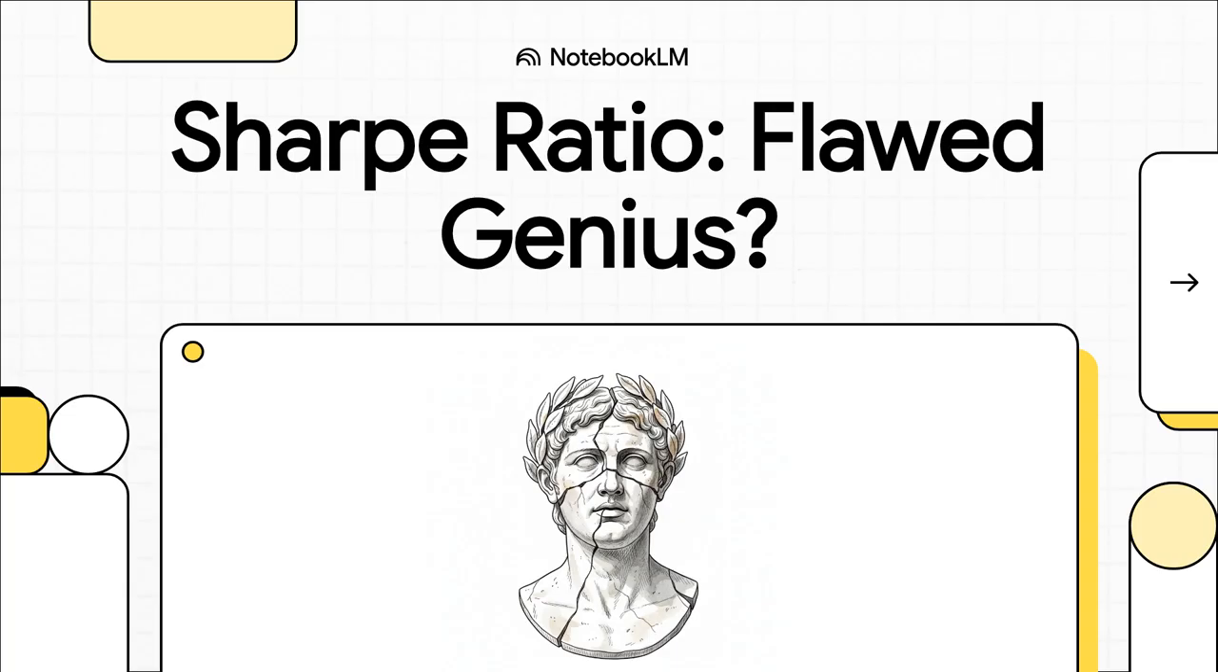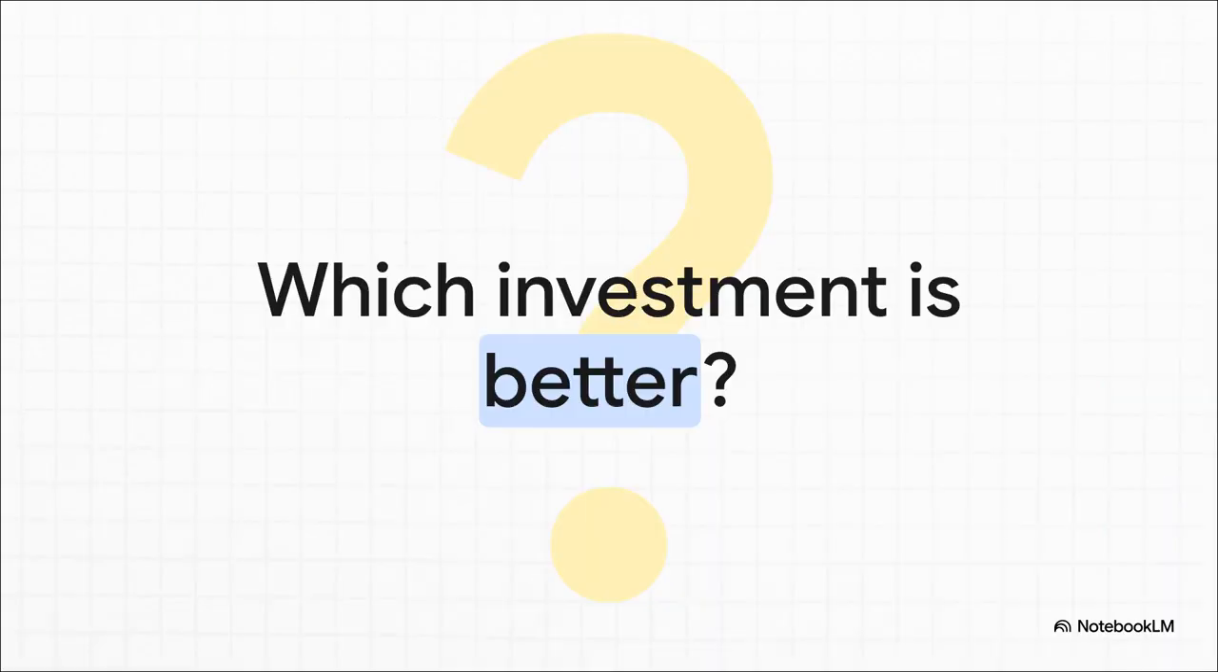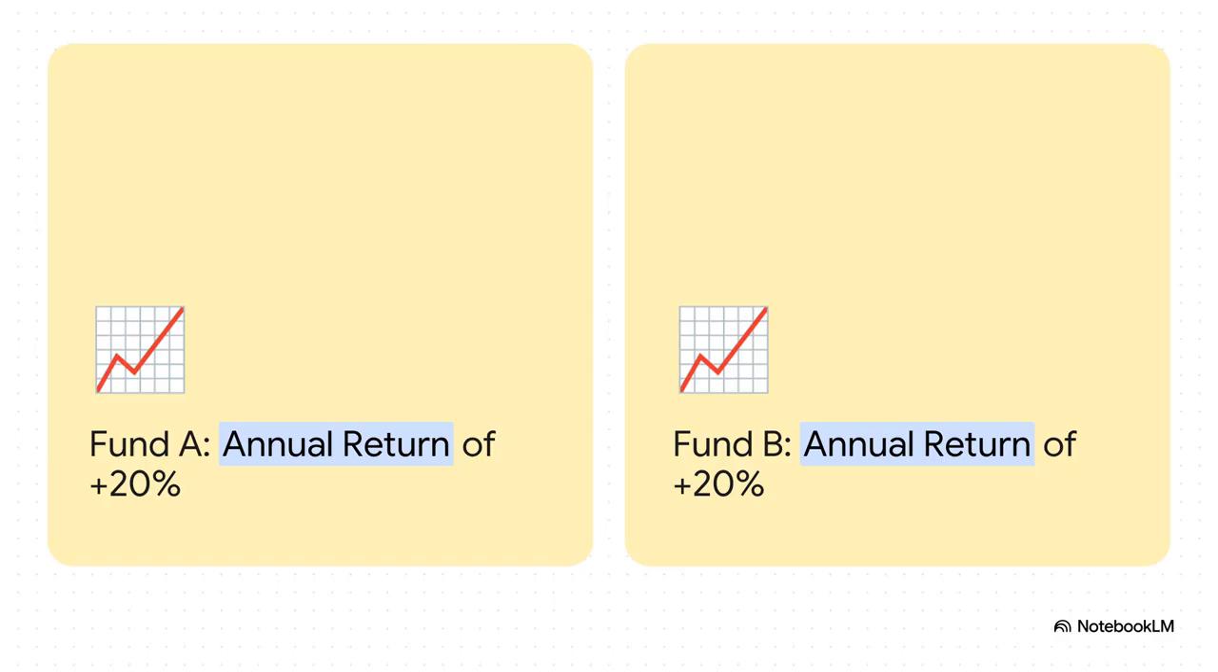Let's dig in. Okay, let's just jump right in with a simple question. You've got two funds to choose from, Fund A and Fund B. Looking at them, which one is the better investment? Well, take a look. They both have the exact same annual return. A pretty sweet 20%, so it's a tie, right? There's no way to tell. And that right there is the problem every investor faces. The headline return number just doesn't tell you the whole story.